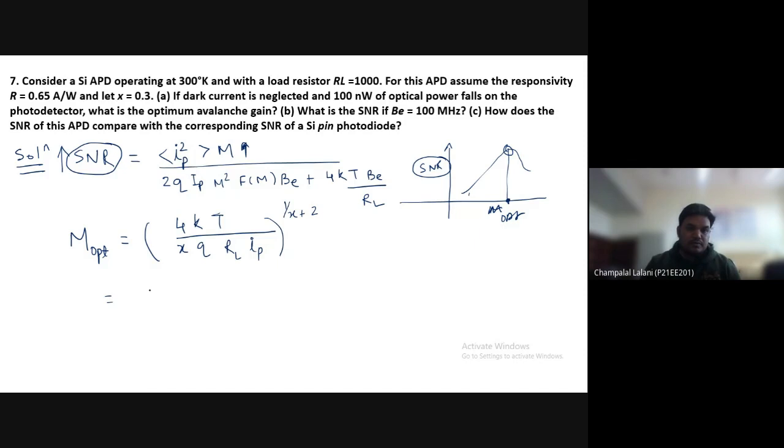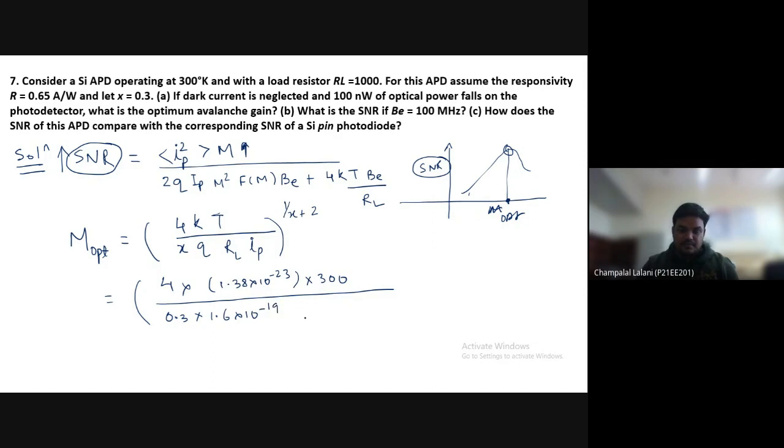So let's put the values. Gitansh, you have forgotten the power part, I think. 4K, K is 1.38 into 10 raised to power minus 23. T is 300 Kelvin, given in the question. Divided by X, which is 0.3. Q is 1.6 into 10 raised to power minus 19. RL is again given in the question as 1000. And IP is 0.65 into 100 raised to power minus 9.